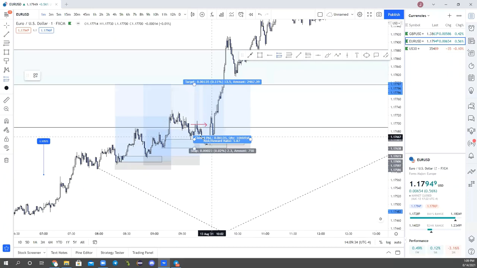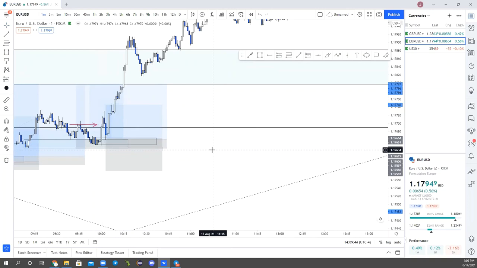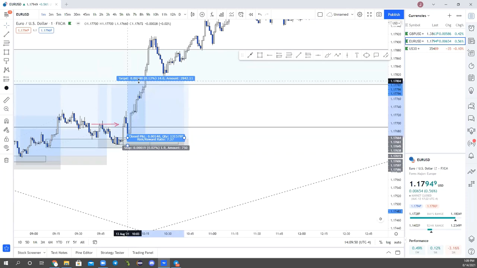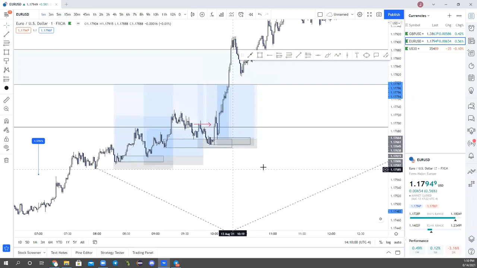Now, this one isn't as clear as the others, but it is legit. And you could have taken it again. So at the open, right, of this candle, stop would have been here. Target the same area. So combined, we'll say 10, 8, so 18, 6, 24, and then 30. So it's 30 RR total.